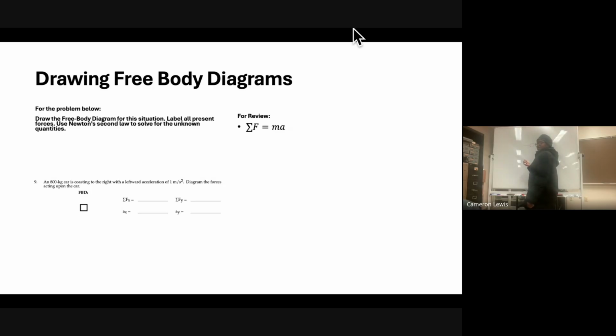Yes, it needs a what to slow down? It's acceleration, but it needs a what to cause the acceleration? What causes acceleration? Force. So what type of force would cause acceleration for a car? Friction. So what force would we put right there? Friction. Okay.